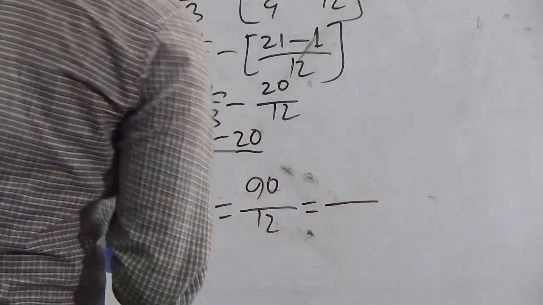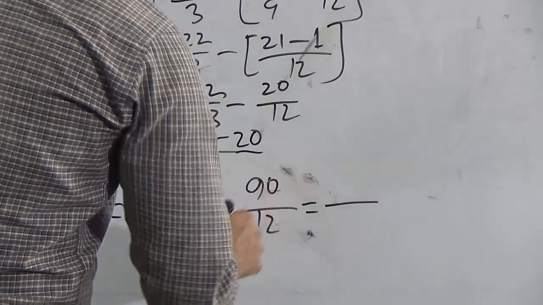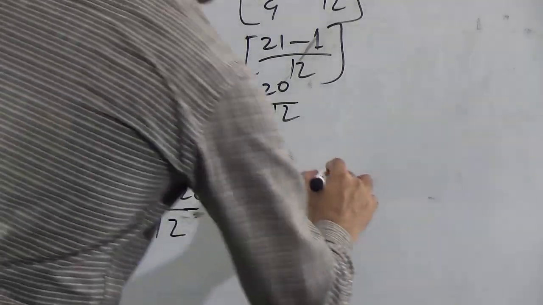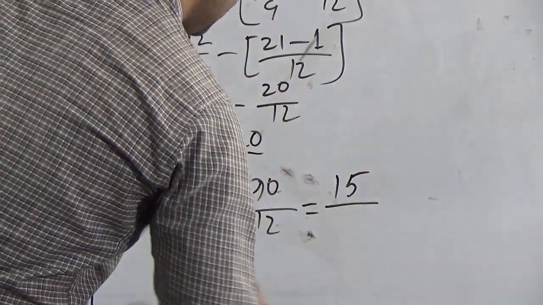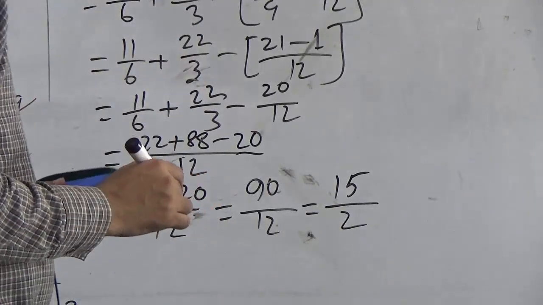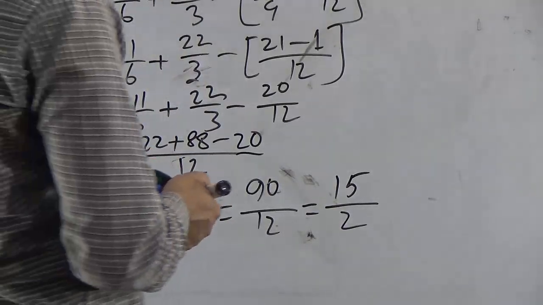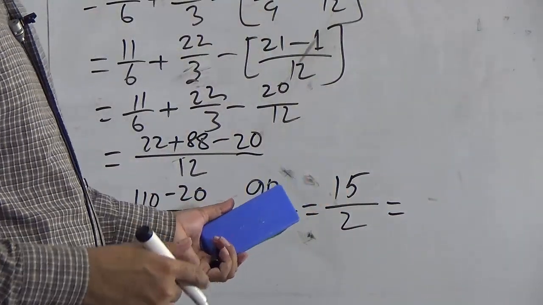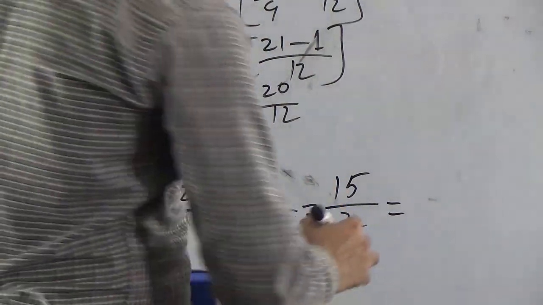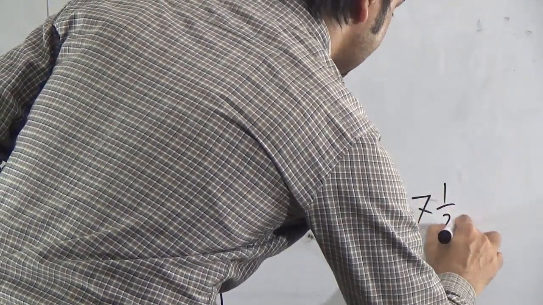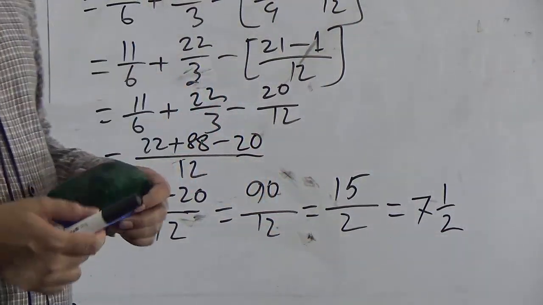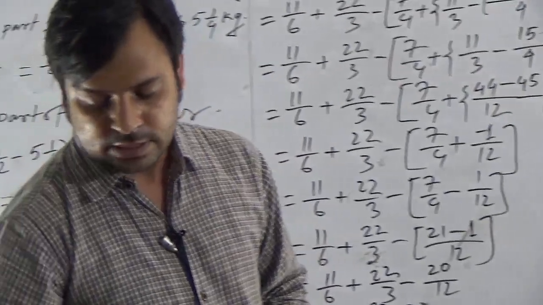We can divide both by 6. Divide both by 6. 6 15s are 90. 6 2s are 12. So we can write here 15 by 2. As this is an improper fraction, we can convert this into mixed. If we convert this into mixed, this will be 7 integer 1 by 2. Dear students, I have completed both the problems.